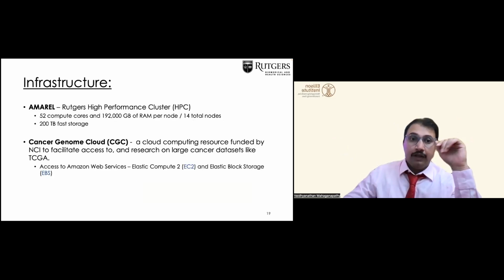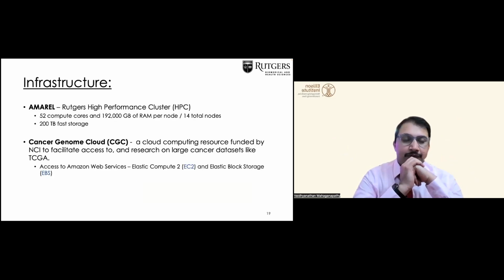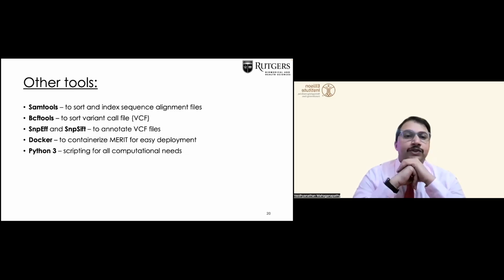So clearly, this is not something that we can keep at one place or even conveniently download and upload and access. So with that in mind, the infrastructure for this project was determined to be, first, we will use the Rutgers high performance cluster, AMRL, in order to design the pipeline. And we would deploy this pipeline on CGC, which is an excellent cloud computing resource funded by NCI, particularly for the aspect of facilitating access and research on large cancer datasets like TCGA. Some of the other tools that were used for the study are Samtools, BCFtools, SnpEff, SnpSift to annotate the VCF files, or the variant call files, Docker to create the container for Merit, which can then be deployed on CGC, and Python 3 for general scripting needs.